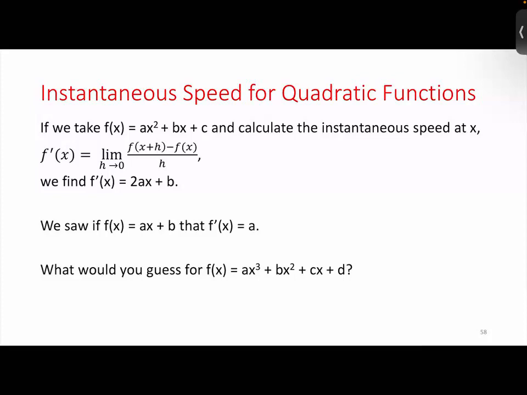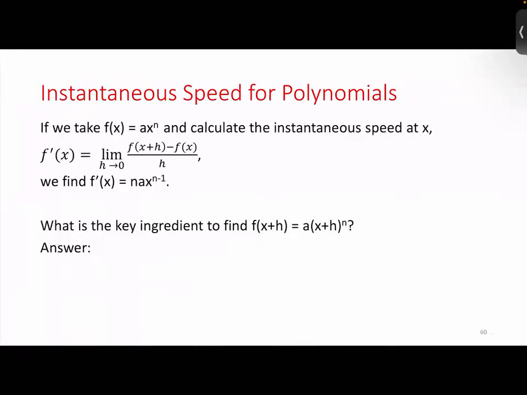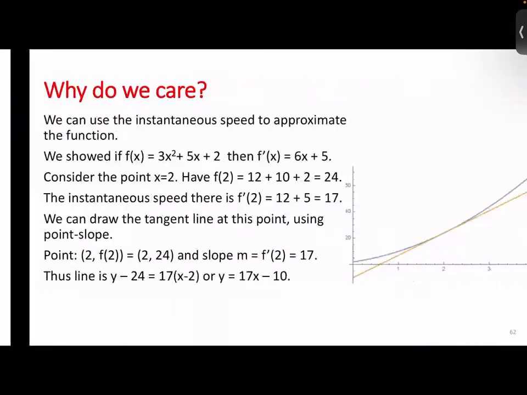So you could ask, what would you guess for something like this? Well, we saw cx went to c. We saw bx squared went to 2bx. We might guess that ax cubed goes to 3ax squared. Okay, I'm going to skip all this.